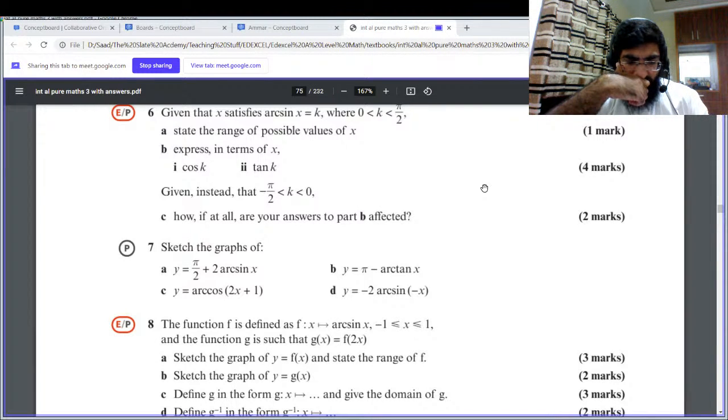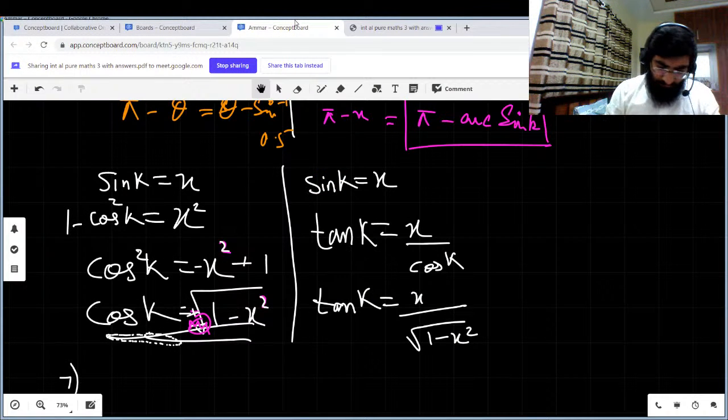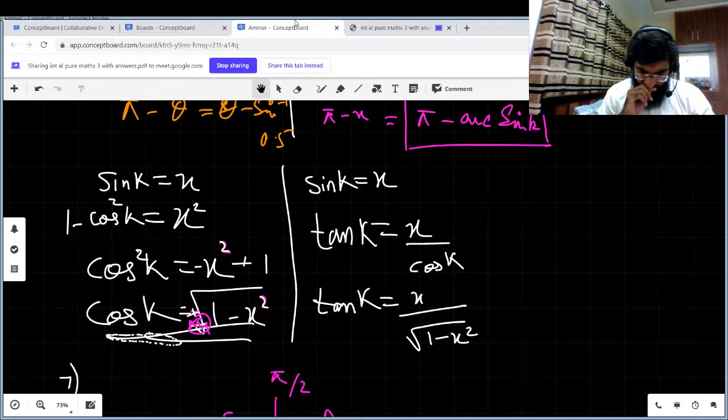The positive answer will be more than 0. Minus pi by 2 to 0 would be in the fourth quadrant, right? So from 0 to pi by 2 to pi to minus pi by 2 to 0, this is what we are talking about. Using CAST, the answer would stay positive.